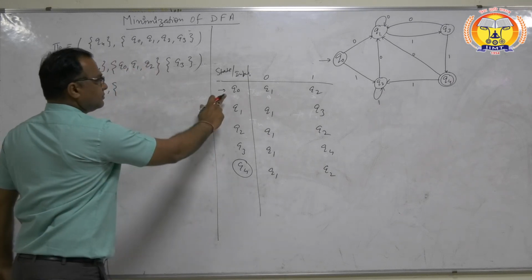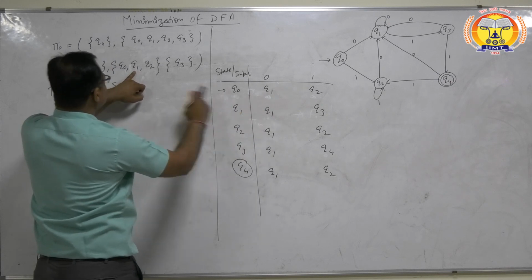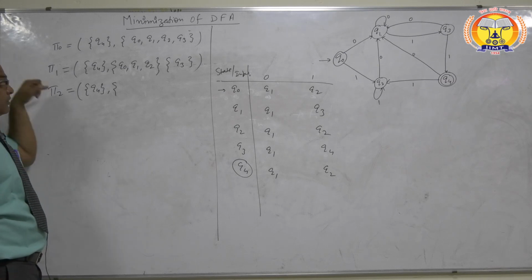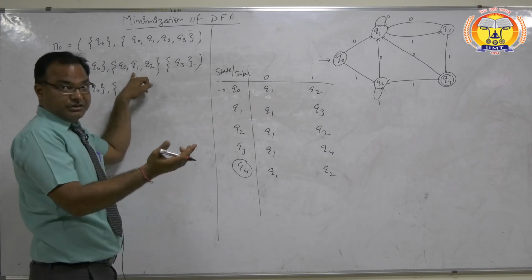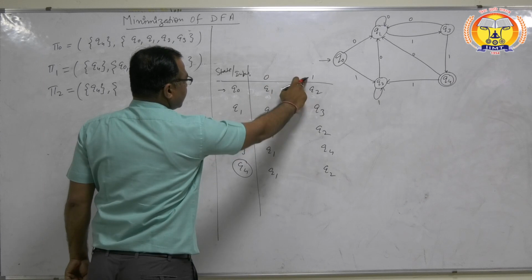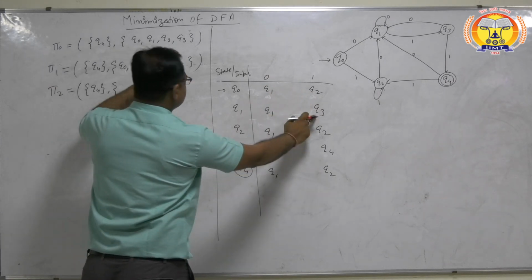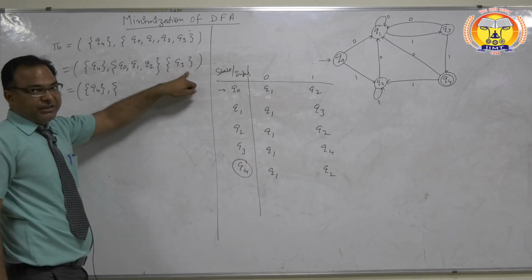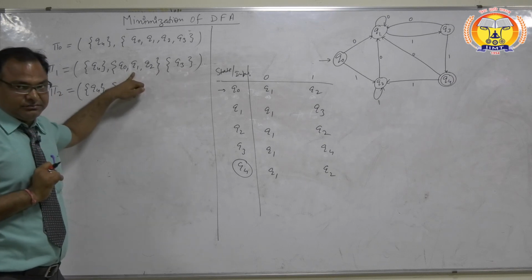On Q0, on 0 input we are getting Q1, and on Q1 we are getting Q1, and Q1 belongs to the same set in pi 1. When we are calculating pi 2, we will check in pi 1. So both belong to the same set, so they may be 2 equivalent, but we will check for the second input. On Q0 when we apply 1 input, we are getting Q2, and on Q1 we get Q3. Q2 belongs to this set and Q3 belongs to this set, different sets. That means Q0 and Q1 are not 2 equivalent.